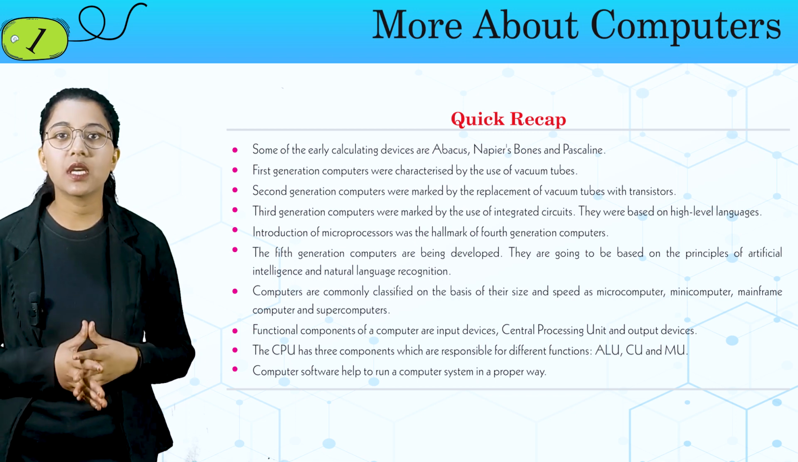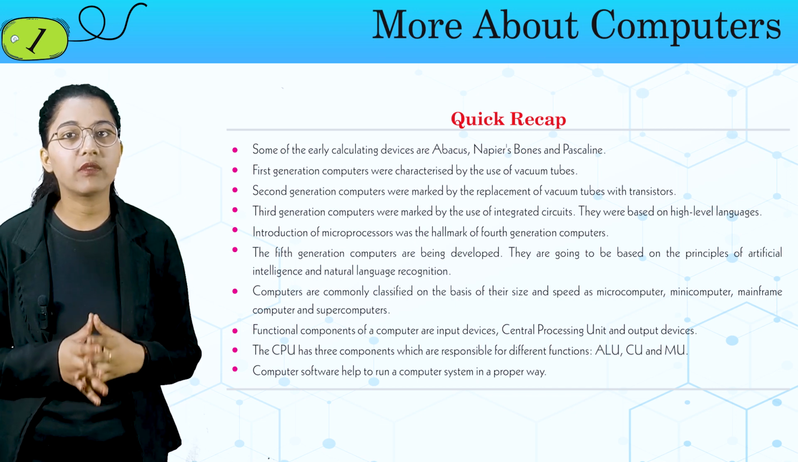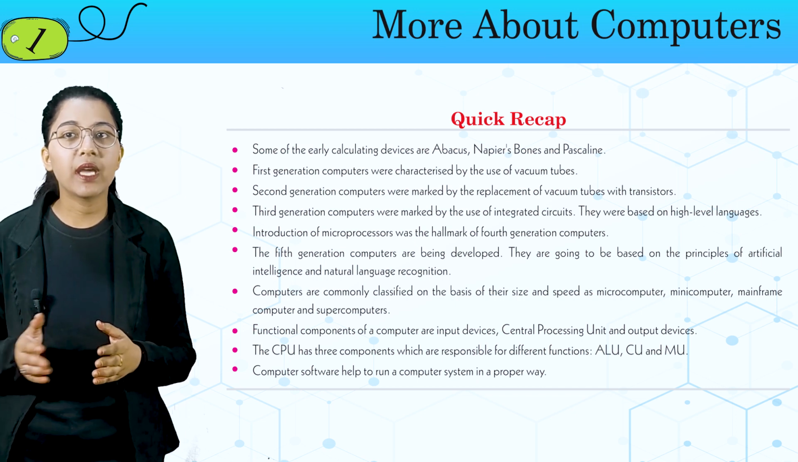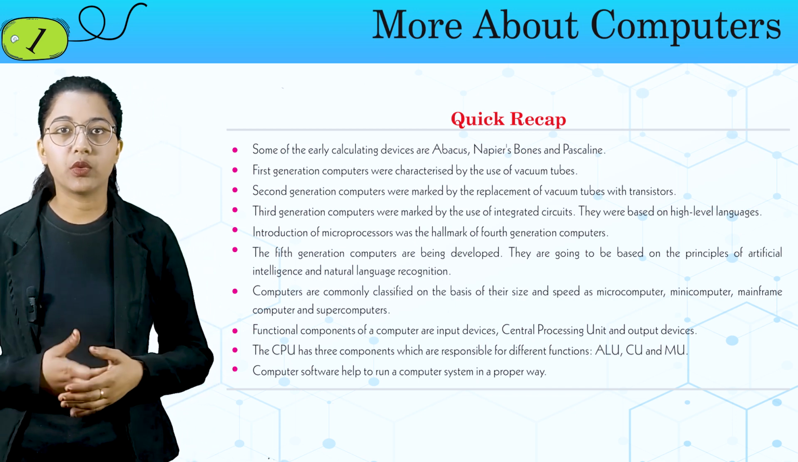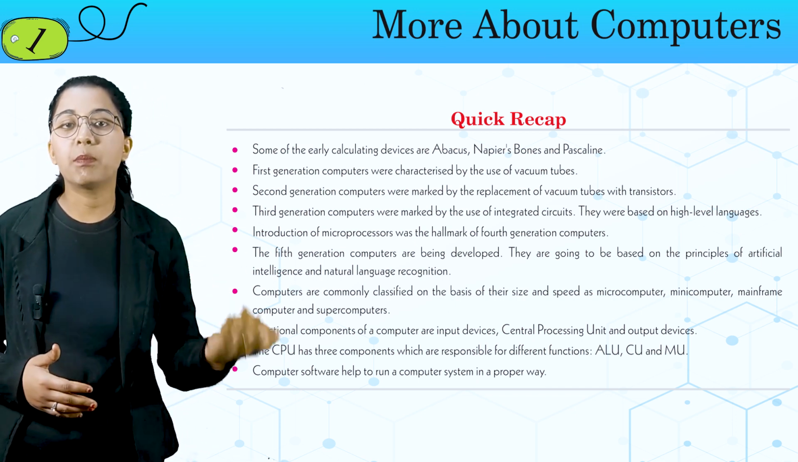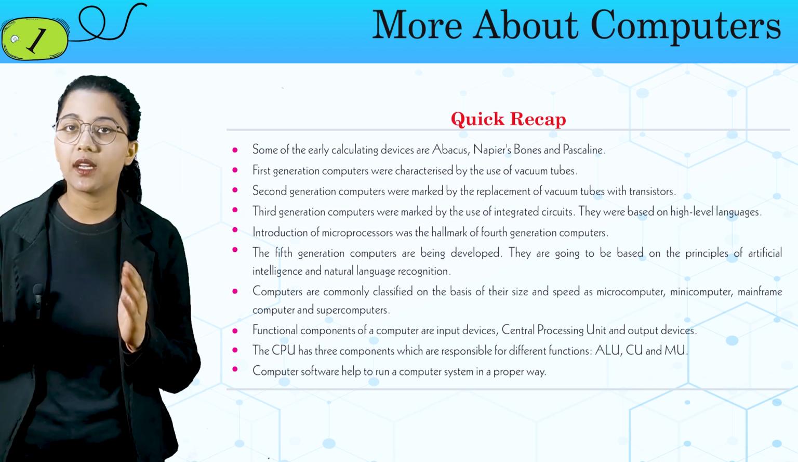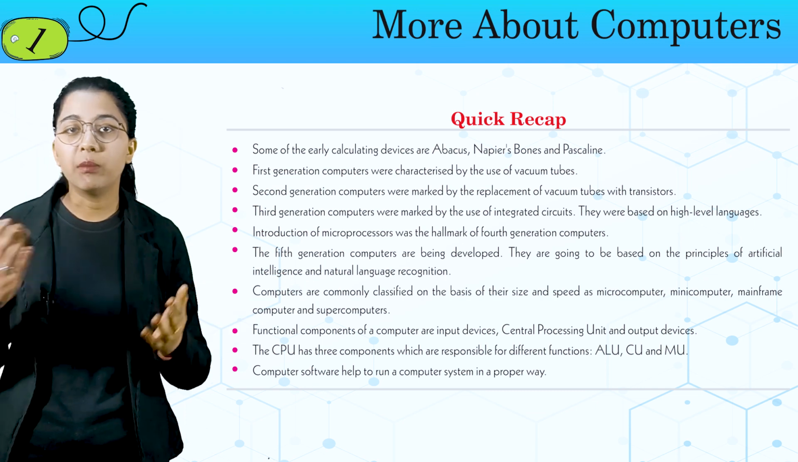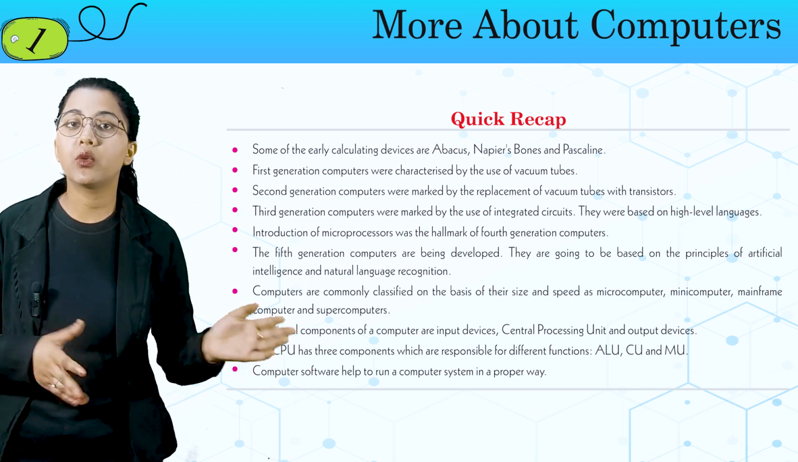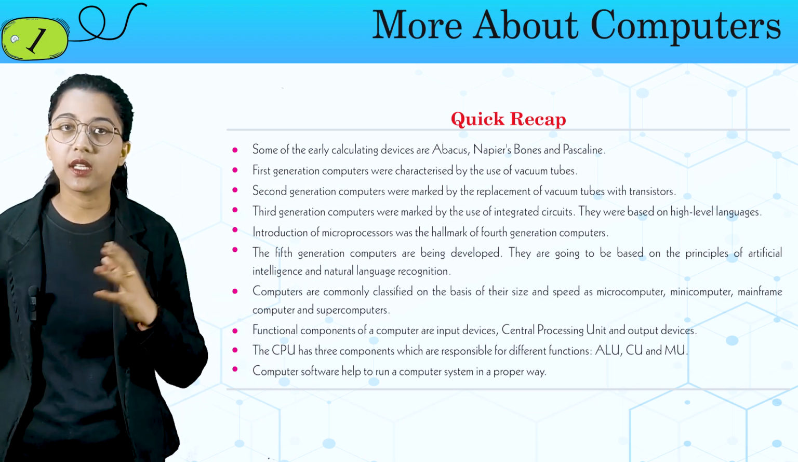Next, computers are commonly classified on the basis of their size and speed as microcomputers, mini computers, mainframe computers and supercomputers. So we characterize computers on the basis of their speed and size, and these microcomputers, mini computers, mainframe computers and supercomputers are some examples of computer categories.